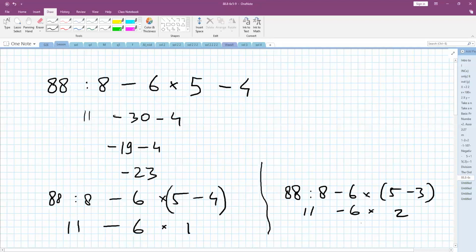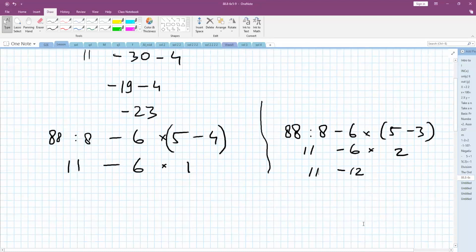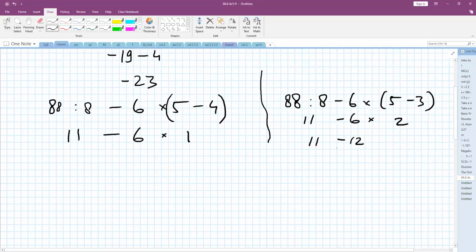So what happened is, when you have something like this, what you need to do is multiply that, minus 6 times 2, and that gives us negative 12. Now, you see, we have 11 minus 12, which makes negative 1.